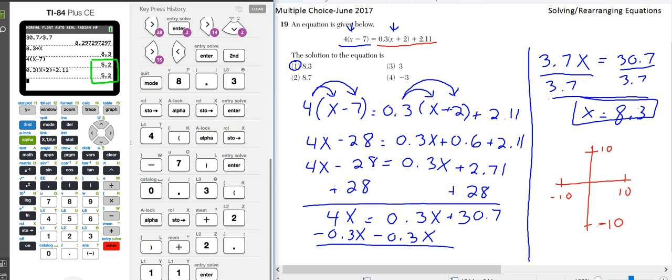Had we plugged in choice 2, had we stored x as 8.7 and then evaluated the left-hand side and the right-hand side, they would not have been equal. So in this case, you don't have to evaluate the other choices. If the answer would have been choice 3, you would have had to try choice 1, choice 2, and then choice 3 would have been equal, and that would have been the answer. But in this case, the answer is choice 1.